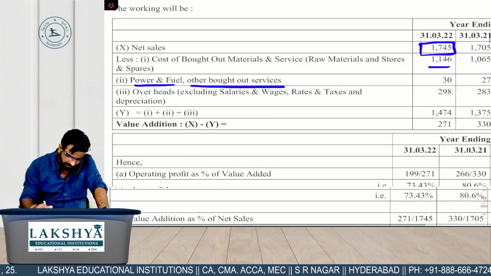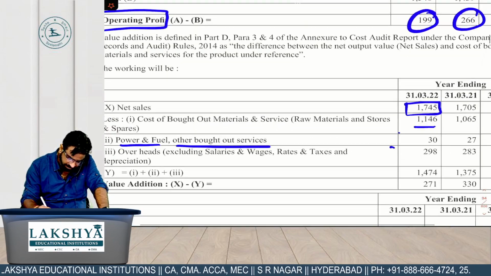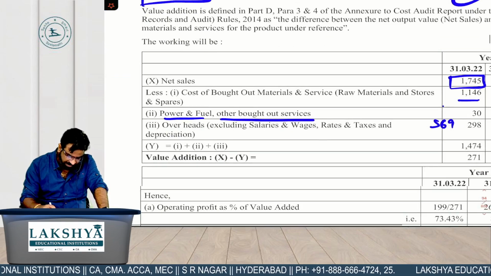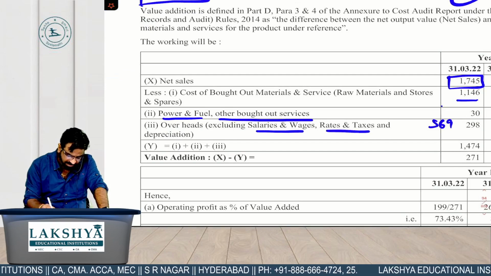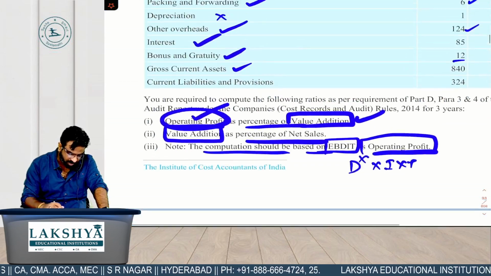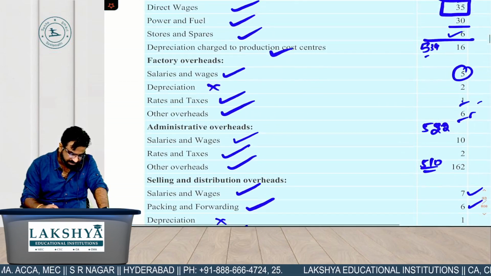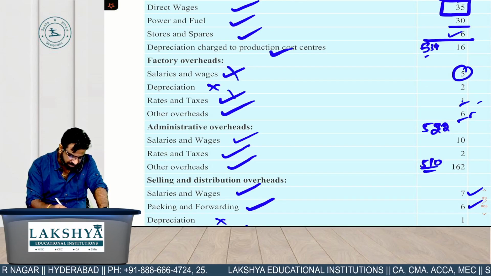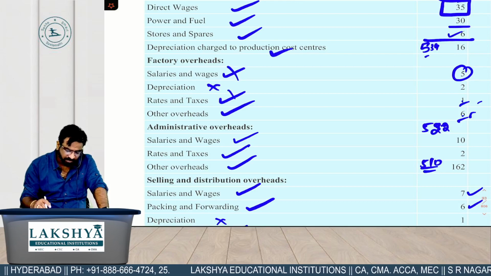569. यहां तक कितना आ गया अपना? 569. Minus overheads which are excluding salaries and wages and rates and taxes and depreciation. What are the three overheads we have? First one is factory. Neither we have to do salaries, nor depreciation, nor rate. बचा कितना? 6.